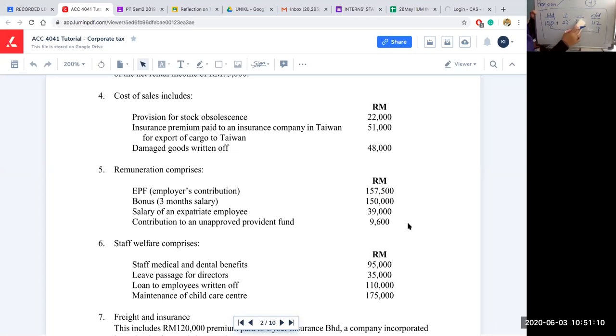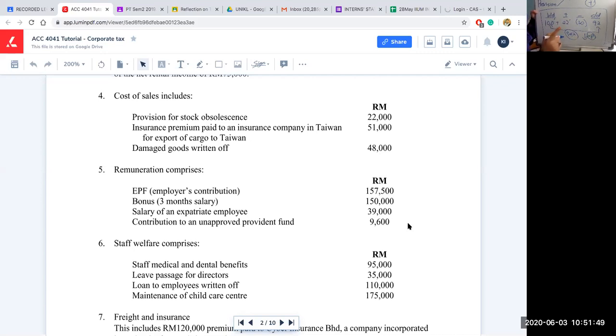But let's say here is 30. So how much is the closing? 100 plus 22 minus 30. 92. So what will be your adjustment? If opening 100, closing 92, it means there's a decrease of 8. So when there is a decrease of 8, you minus. If increase, you add back. If decrease, you minus 8. Alright, so your adjustment will be minus 8.